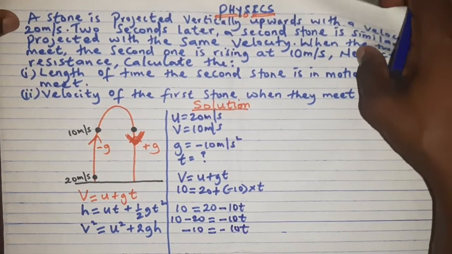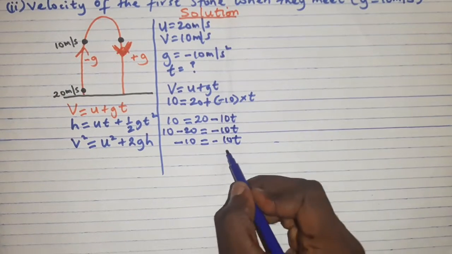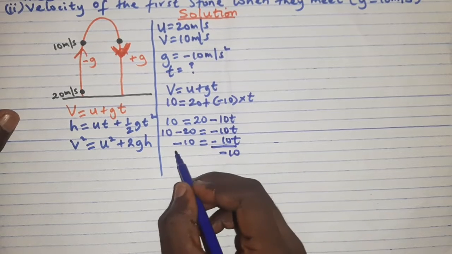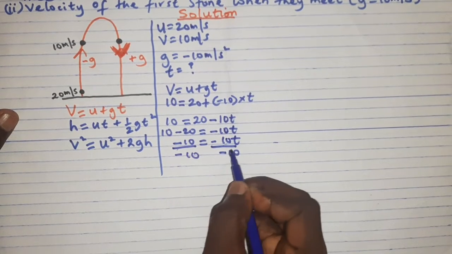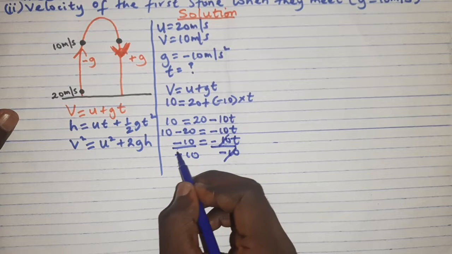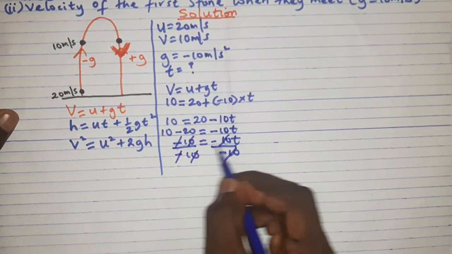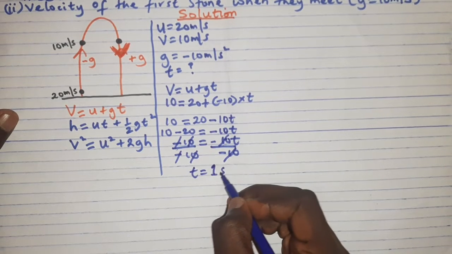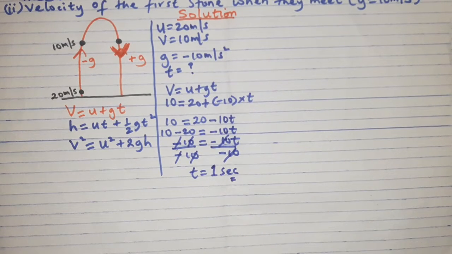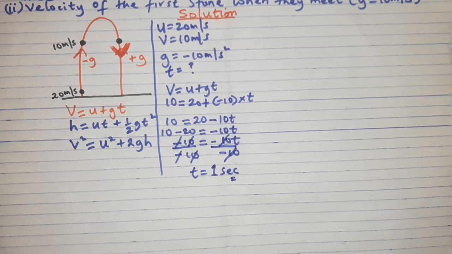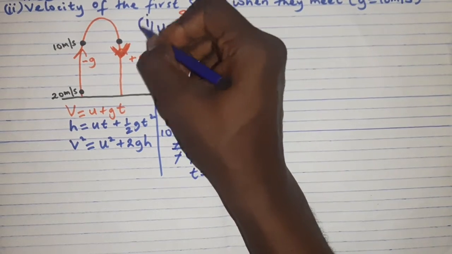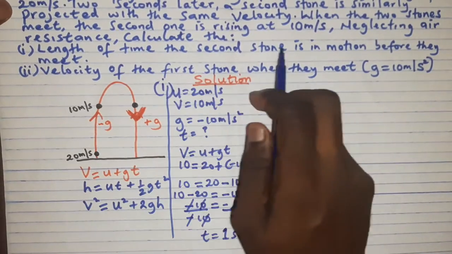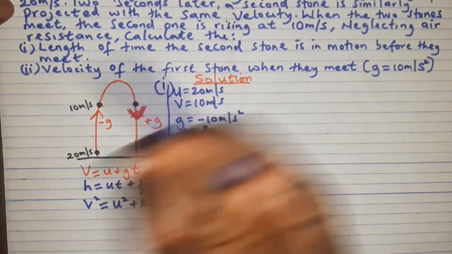Then dividing both sides by minus 10. So minus 10 cancels minus 10, and minus 10 in minus 10 is 1. So we have t equals 1. t equals 1 second. So this is the solution to Roman figure 1. It has been settled. So we now know the length of time the second stone is in motion before it meets up with the first one.